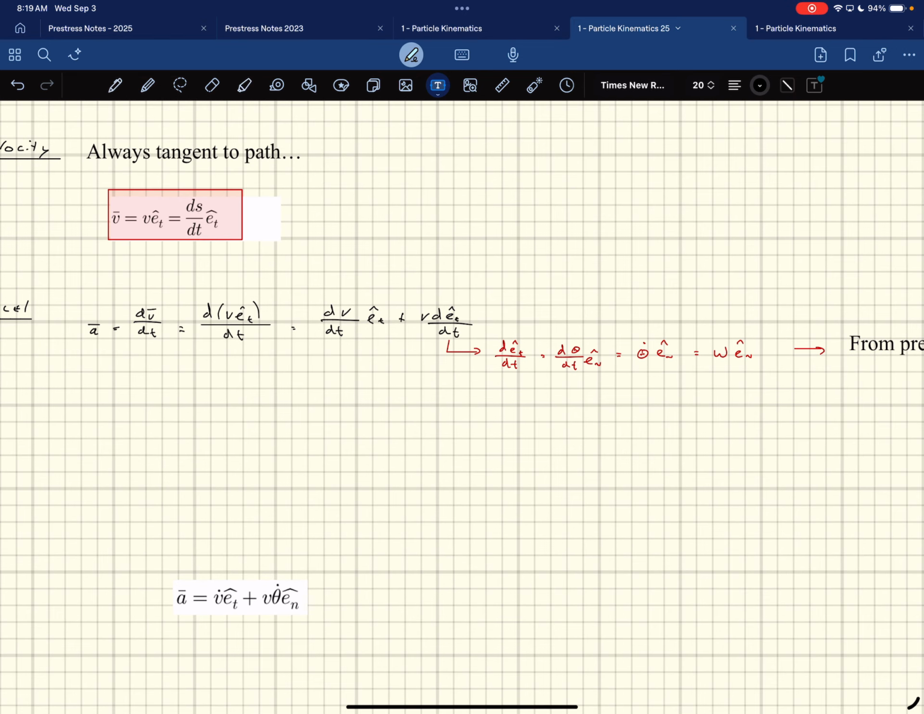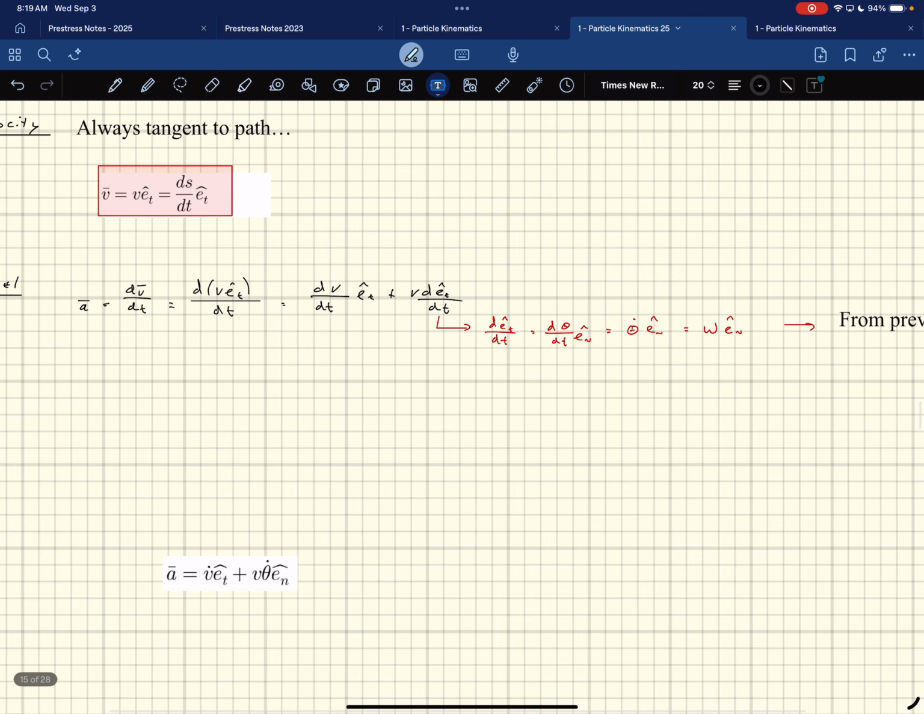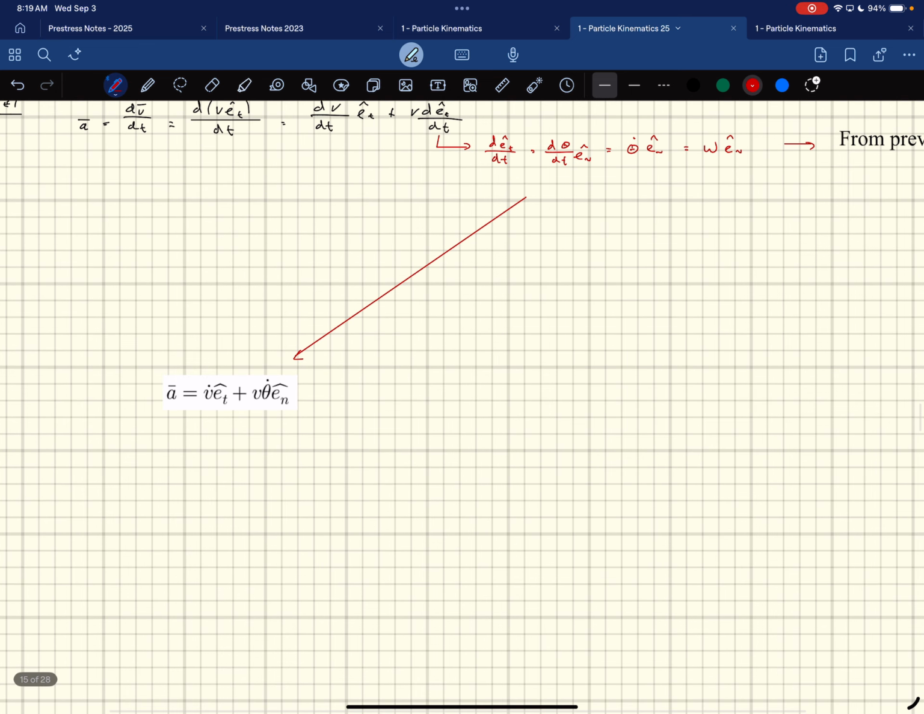Everybody see that, right? So we took the derivative, we applied the product rule to it, then it got bigger. Then we take the derivative of the direction, and that's just going to be omega in the normal direction, normal to the ET direction, which happens to be En in our coordinate system right here. I don't know why I give so much space sometimes. There it is. That's what my acceleration is in this coordinate system.